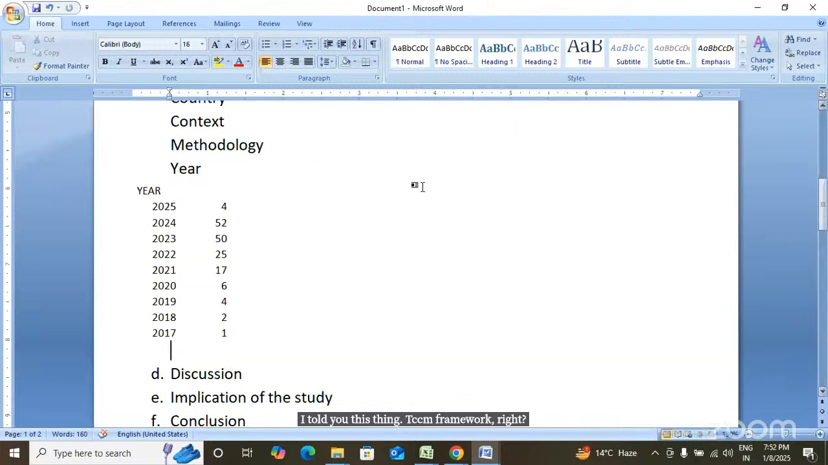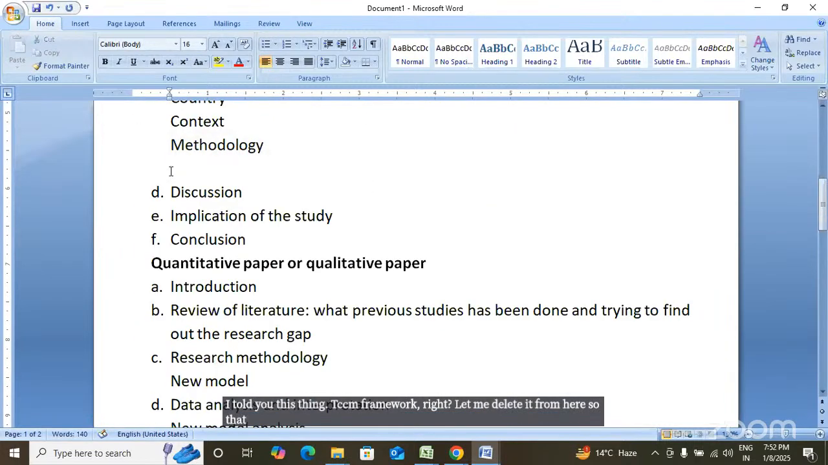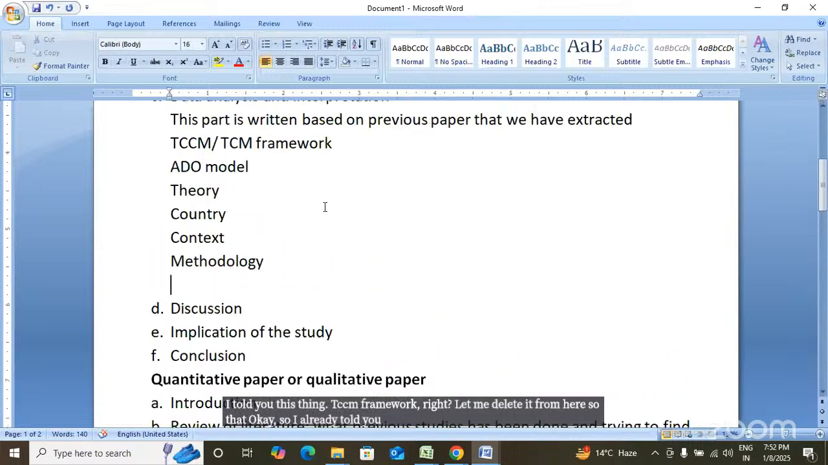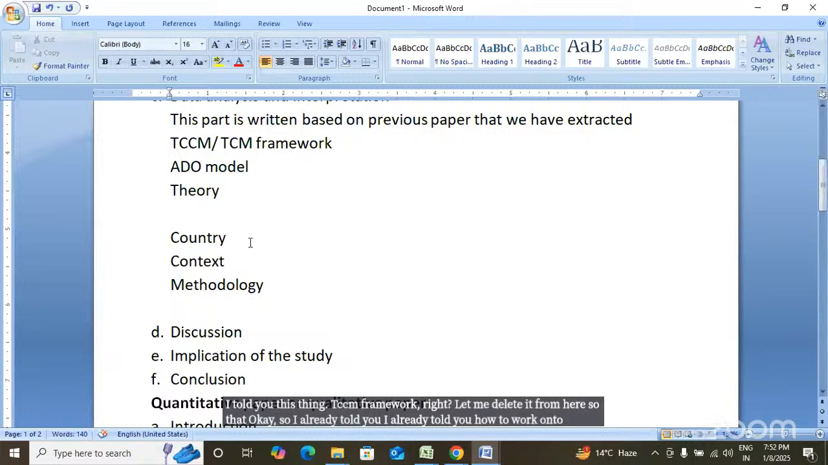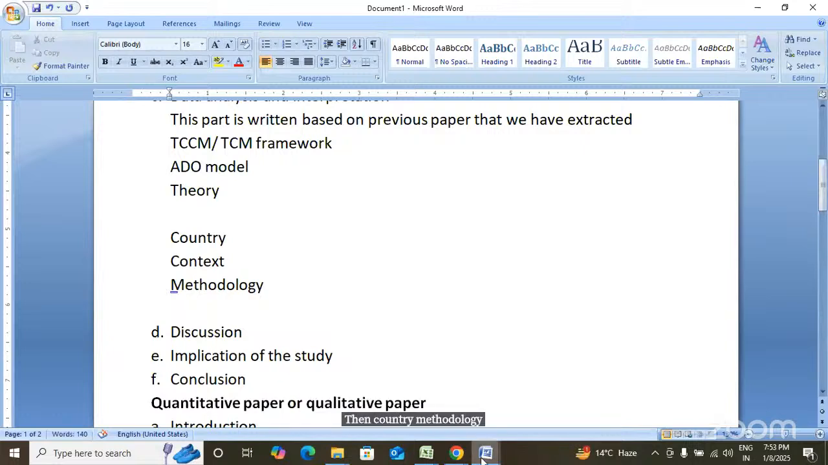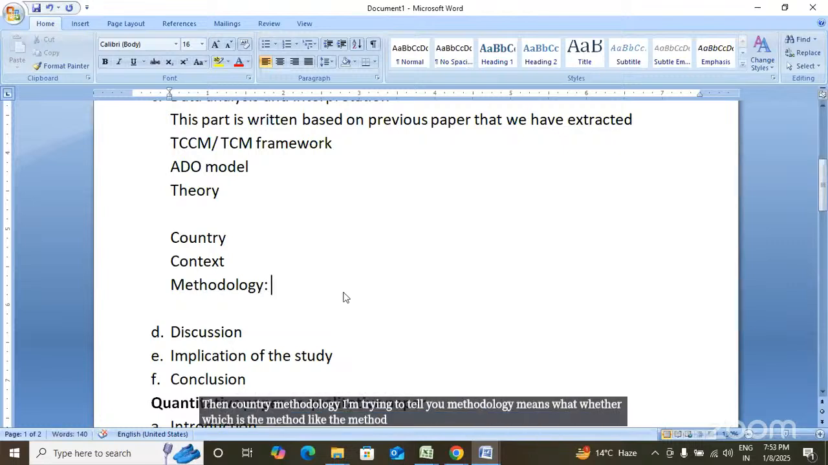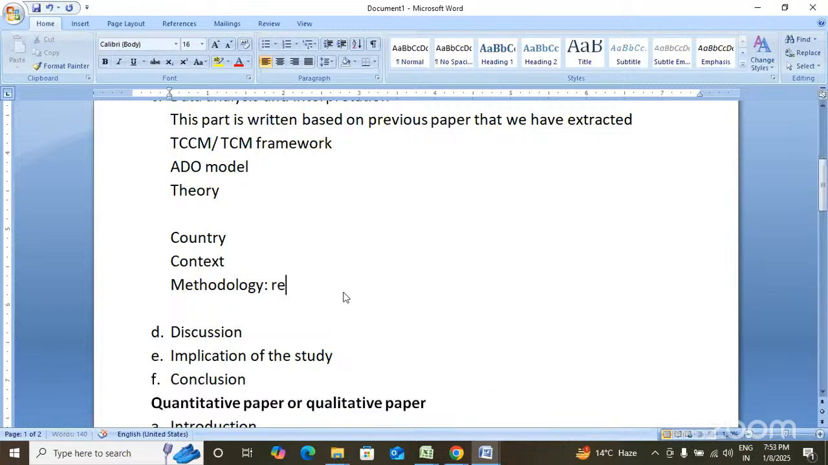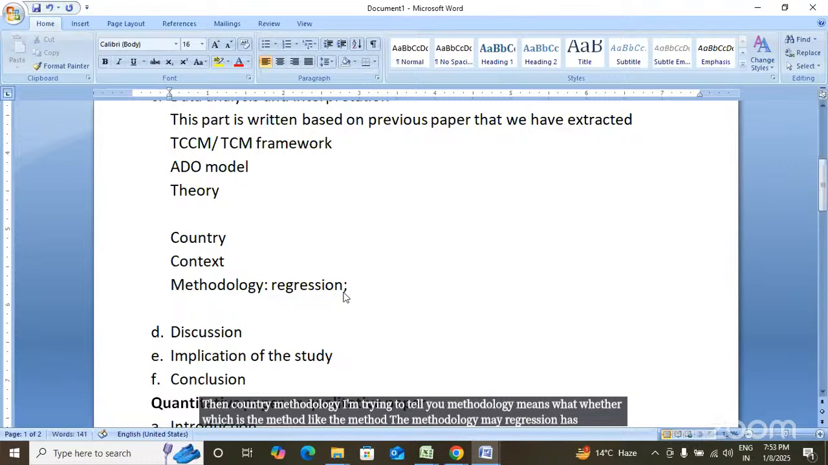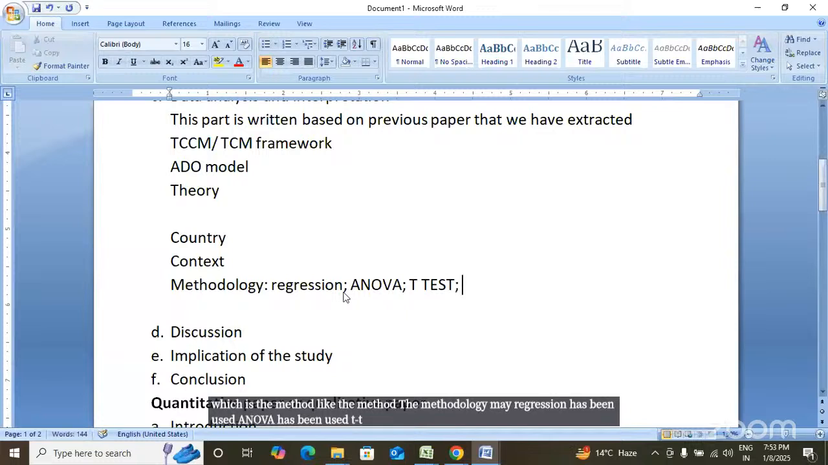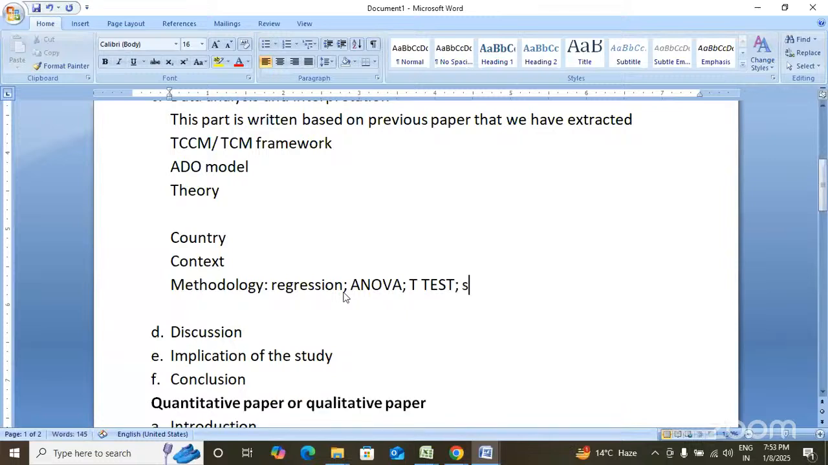Let me delete it from here. I already told you how to work on the theory, then country, methodology. I'm trying to tell you what methodology means, which method has been used: in the methodology, regression has been used, ANOVA has been used, t-test has been used, SEM, okay, EFA, exploratory factor analysis has been used. Which methodology has been used in your study, right?